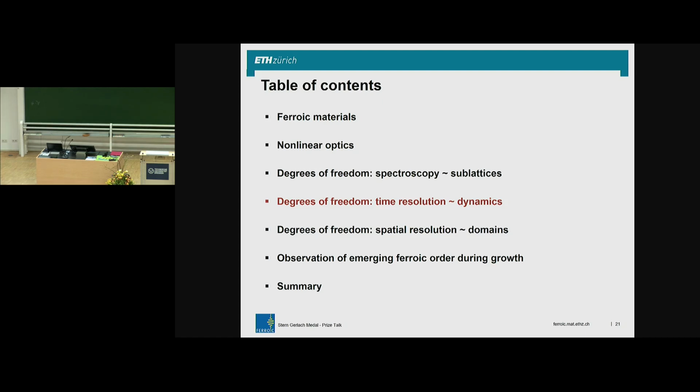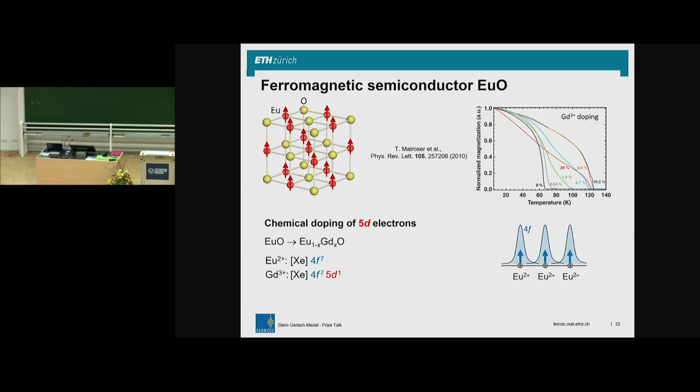Now let's look at time resolution. These experiments are mostly done with lasers, short pulse lasers with femtosecond pulses, so that you can really, in a stroboscopic fashion, image processes down to femtosecond resolution. Here we have an example, europium oxide, a ferromagnetic semiconductor, which orders at a surprisingly high temperature for a rare earth material, at 70 Kelvin. And if you put in a little bit of gadolinium, you even reach like 130. The thing is, when you replace europium by gadolinium, you get an extra electron that goes into the conduction band and connects the 4f shells better. So the magnetic ordering temperature goes up.